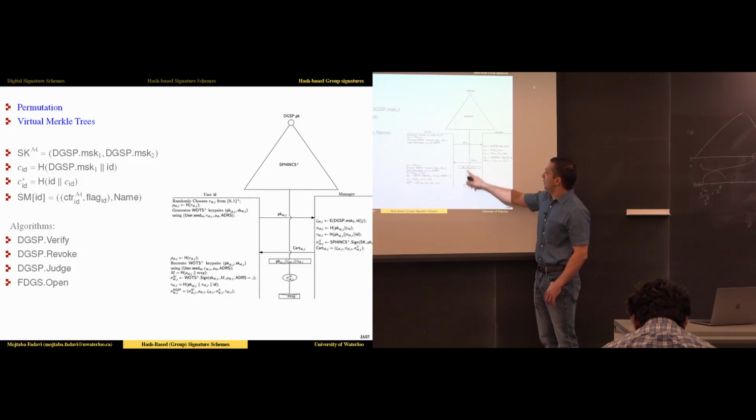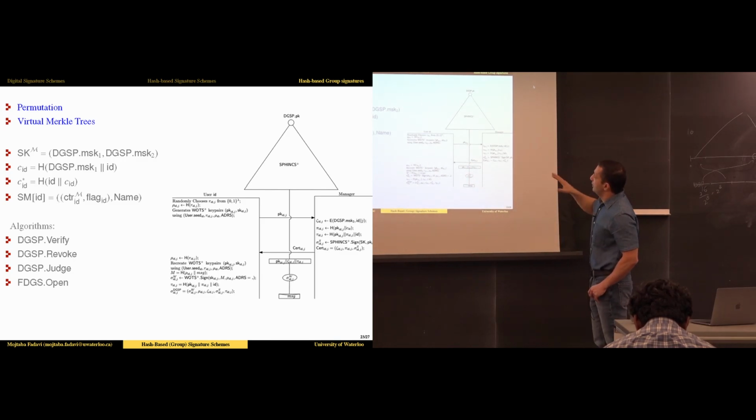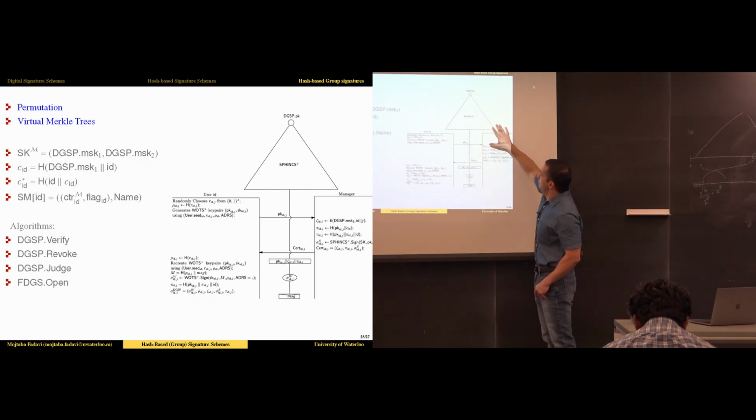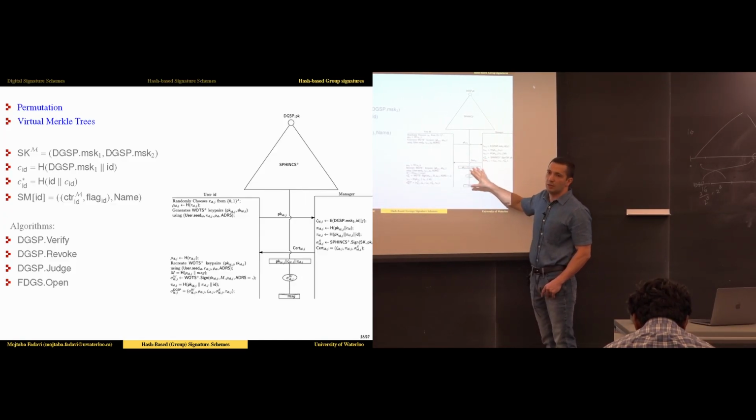Now he has a message, he can use a Woods signature here. See, the difference between DGSP and Sphinx is an extra layer of Woods here. It's an extra layer of Woods. That's the reason that the signature size of DGSP and Sphinx Plus is almost the same.